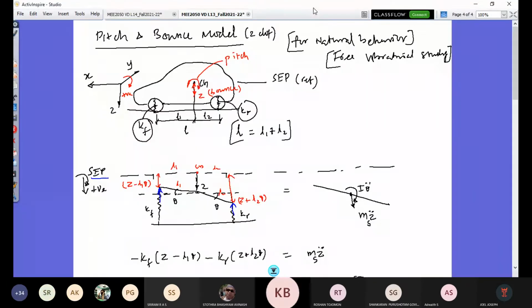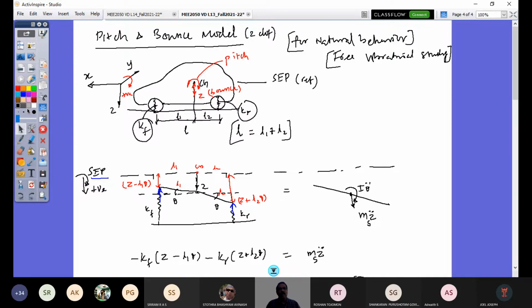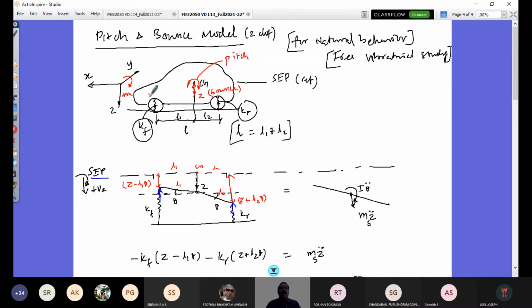Hope you are able to see the screen here, and this is the pitch and bounce model we saw yesterday. This diagram describes that 2-degree freedom model, and what is important first in hand is the axis system we follow. The forward direction of your vehicle is x, the lateral direction from left to right is y, and the downward direction is z, which is a right-hand Cartesian coordinate system, which we are very much familiar with.